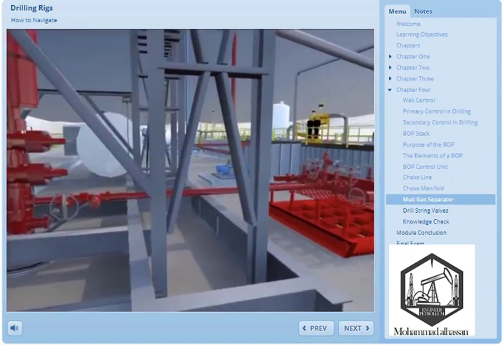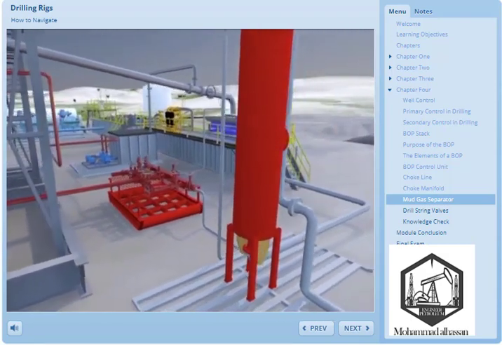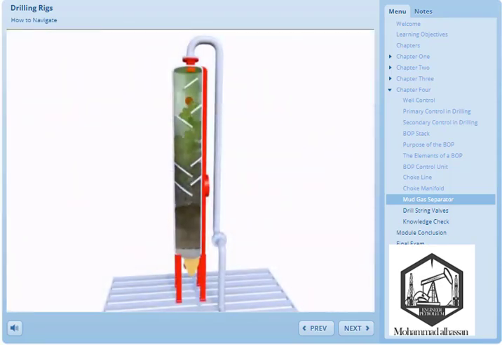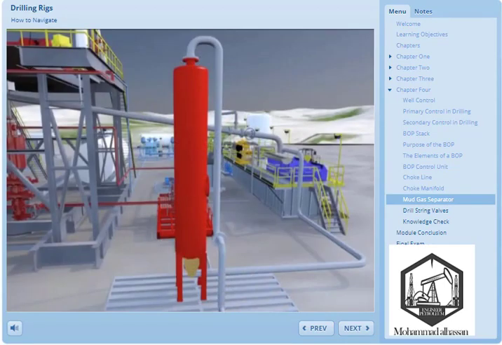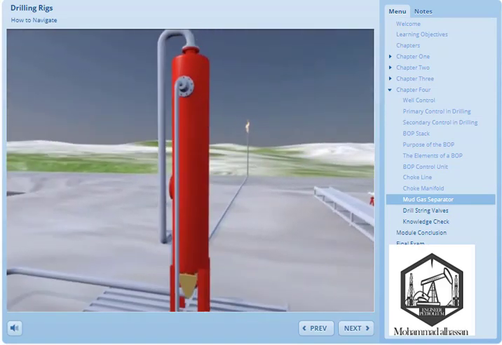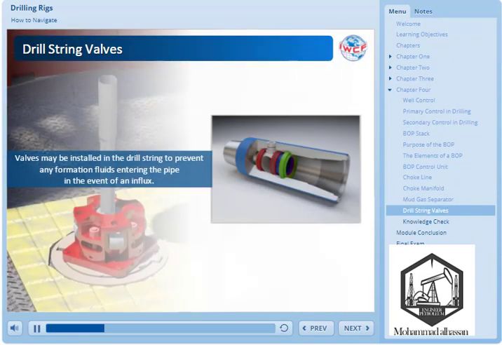An important part of the well control system is the mud-gas separator. During well control operations, the gasified mud will be directed from the well, through the choke manifold and into the mud-gas separator. This is a large vessel which allows mud to be returned to the mud pits and gas to be vented to the atmosphere. Valves may be installed in the drill string to prevent any formation fluids entering the pipe in the event of an influx.